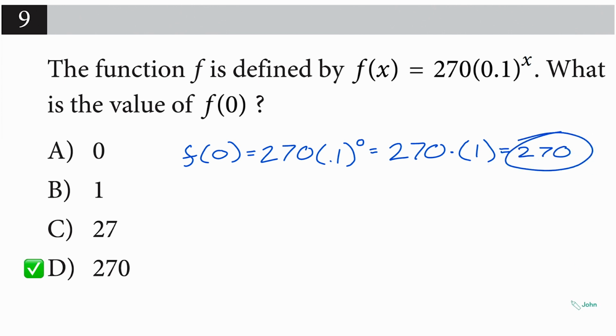Notice that because of order of operations, that 0 only binds to the 0.1 and not to the 270.